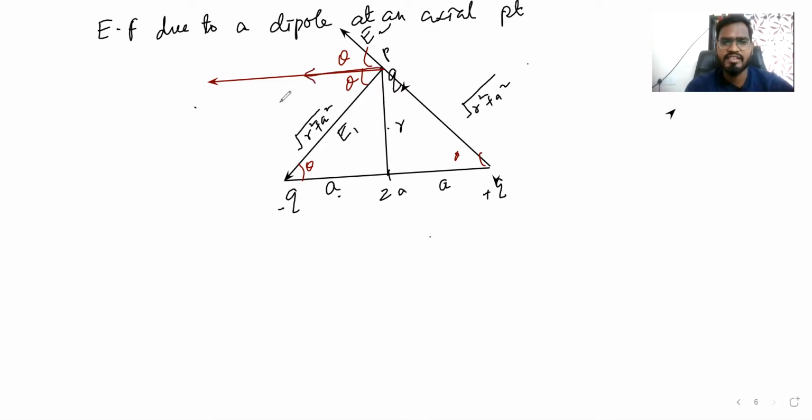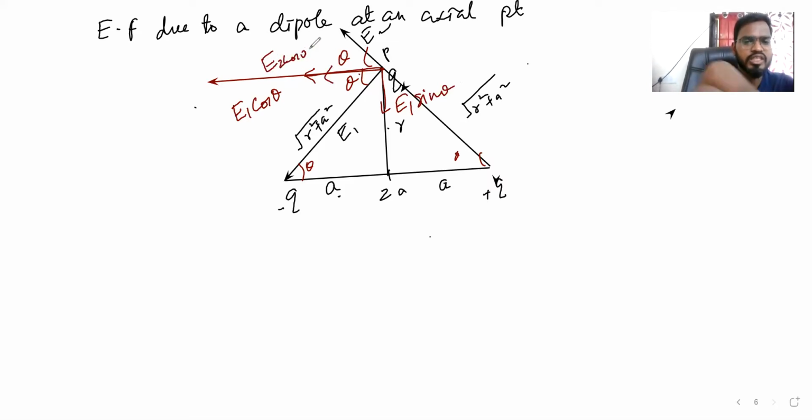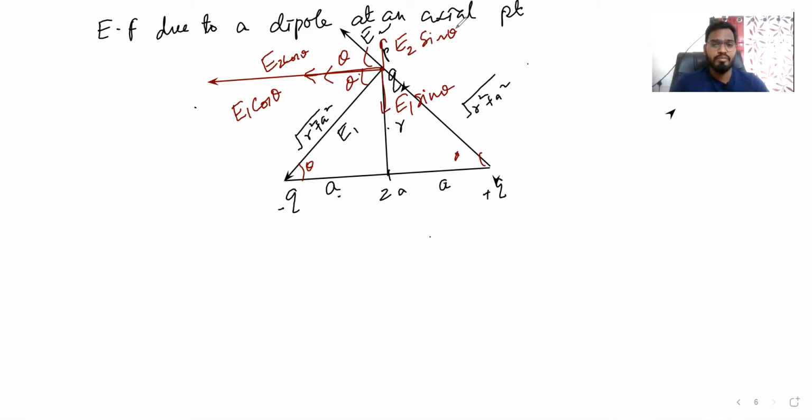Cos theta. Whenever theta is attached with an axis, that axis component is going to be cos theta. So we can say E1 cos theta, and this is going to be E1 sin theta. Now this theta is also attached with this axis, so this axis is E2 cos theta, and this component is E2 sin theta. See what I did here: whenever theta is attached with any axis, that axis is cos theta, and the other is sin theta. So that is what we did here.